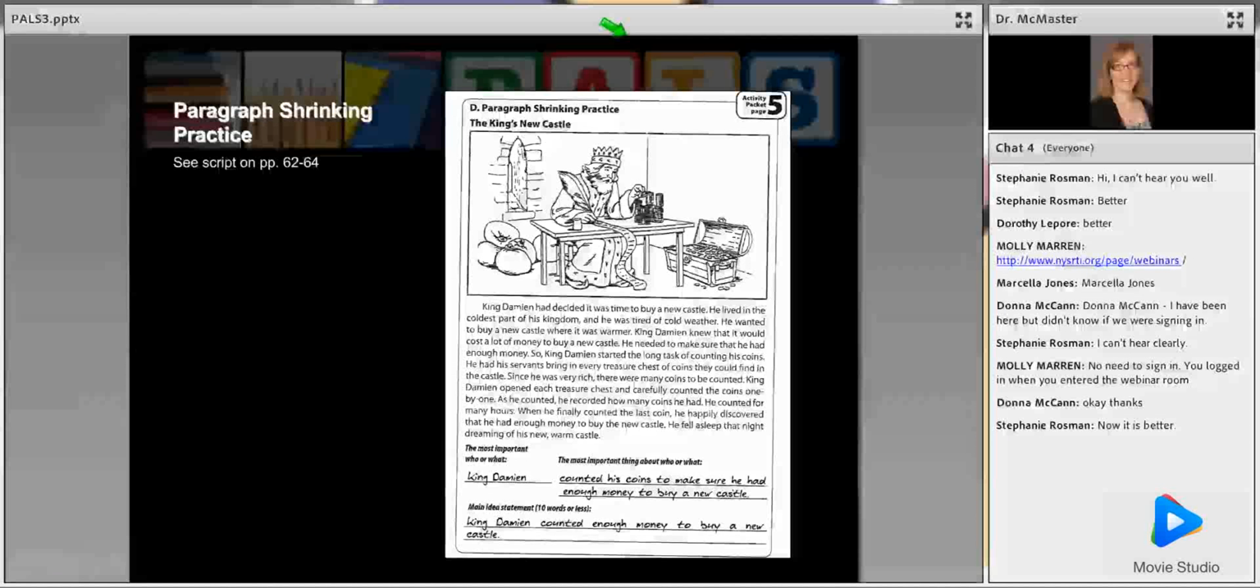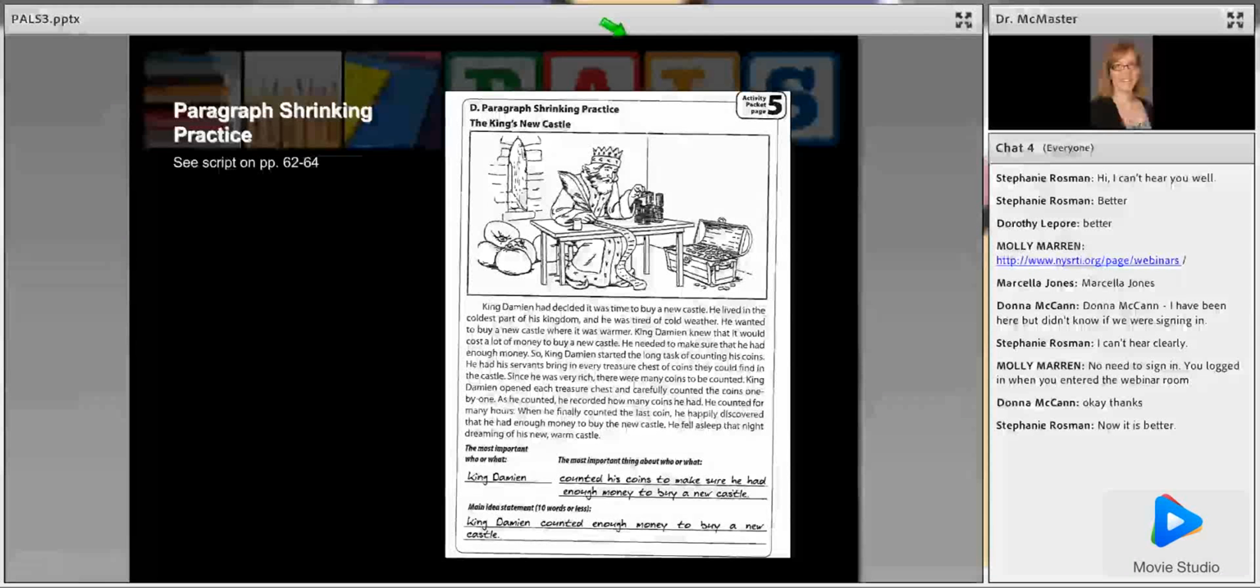So after that, they would go back to the question card and complete the second step, which is name the most important thing about the who or what. So we said the most important who or what is Damien. Now we need to know the most important thing about King Damien. I'll say some things about this picture, and you can tell me if they describe the most important thing about King Damien. And then the teacher would go through and say different things, like King Damien wrote with a feather pen. Does that tell the most important information about this paragraph?